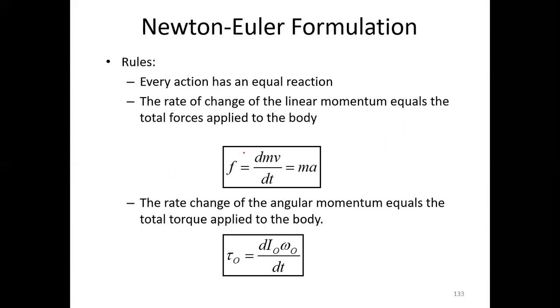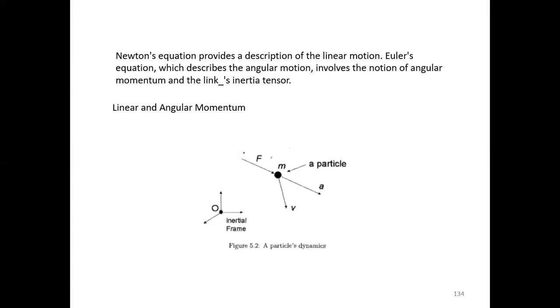Every action has an equal reaction. So this is the Newton formula. The rate of change of linear momentum equals the total force applied to the body. So F is equal to d(mv)/dt, which is equal to ma. The rate of change of angular momentum equals the total torque applied to the body. That is the tau value. So these are the two considerations we are using in the Newton-Euler concept.